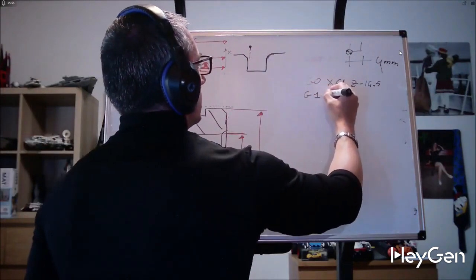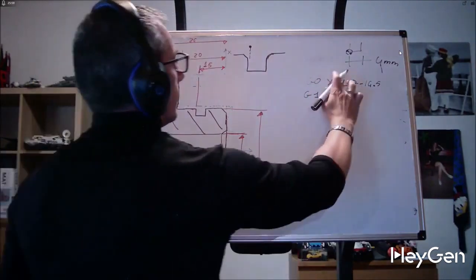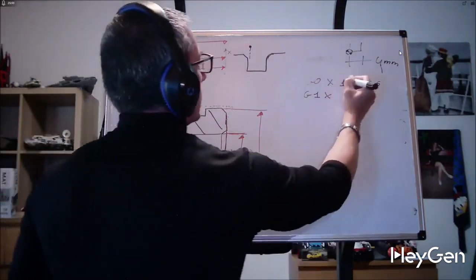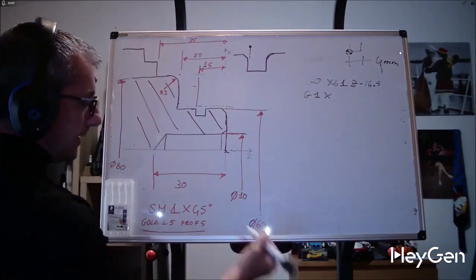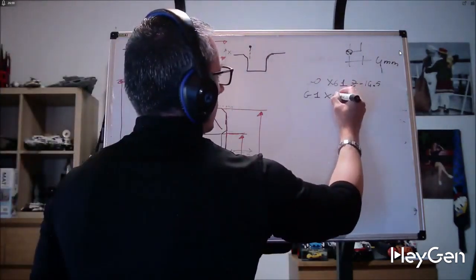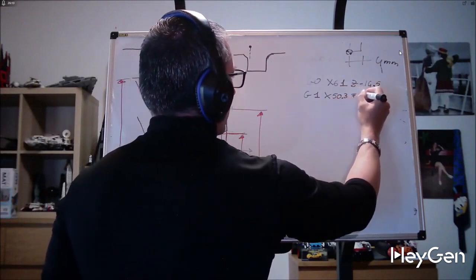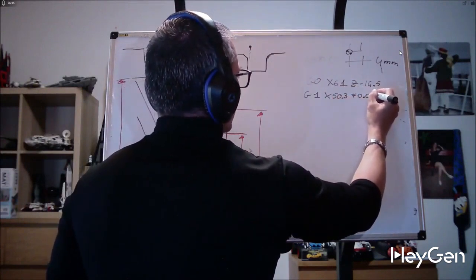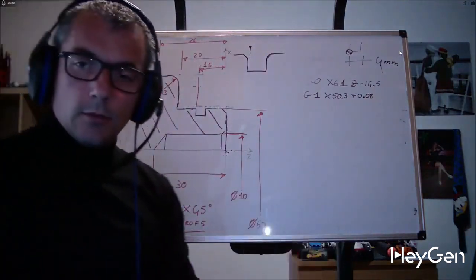G1. Excuse me, 61, 60. Yes, no, written correctly. X: we said that a depth of 5 means that diametrically it is 10 millimeters. We say X50.3, F0.08. Be careful. At 50, we can go there in one go, that is, plunge. Or we can do the same thing.